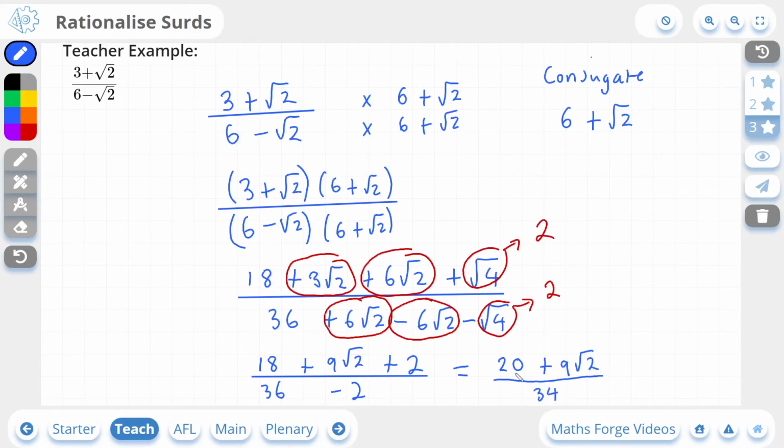And since you can't simplify this any further, there are no common factors here that we can divide the top and the bottom by. This should be our final answer. And if we check our answer, there it is.